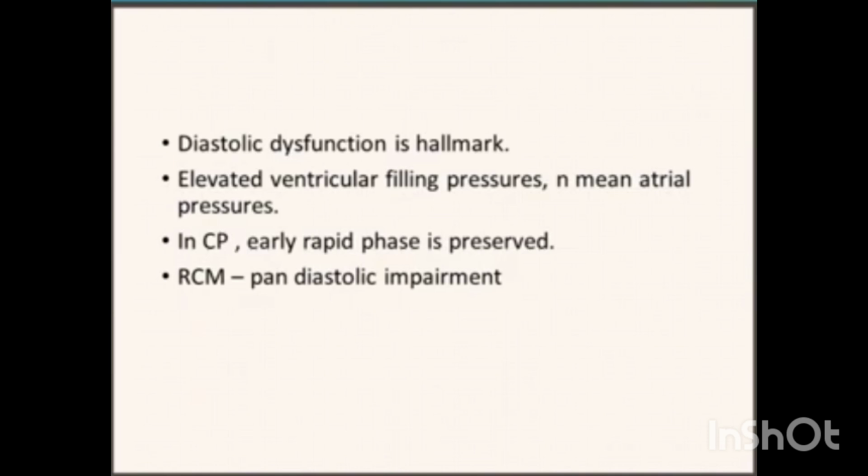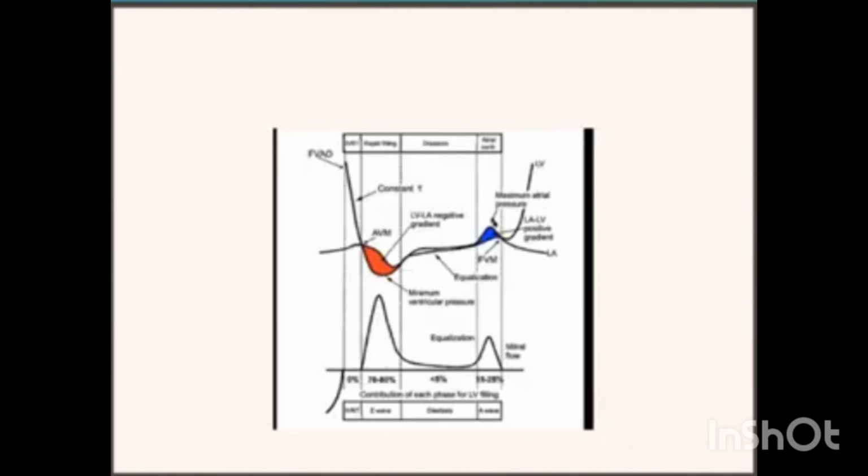In constrictive pericarditis, the early rapid phase is preserved, because the myocardium is relaxing properly, and the pericardial restraint, as I mentioned, presents in late diastole. So the early rapid phase is preserved in constrictive pericarditis, whereas in restrictive cardiomyopathy it is a pan-diastolic impairment, because the muscle itself is abnormal, so it doesn't relax properly.